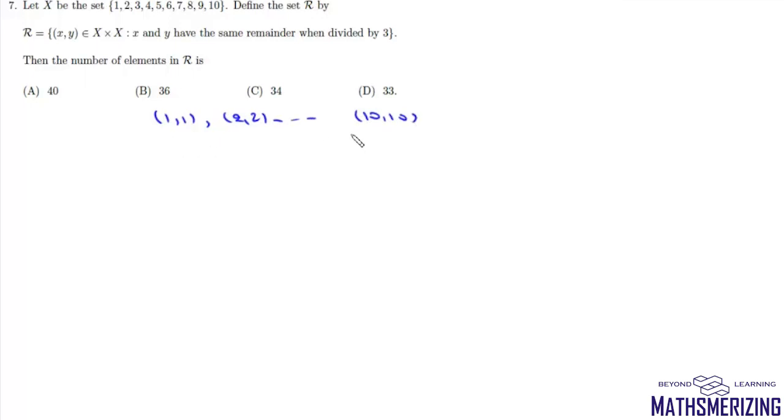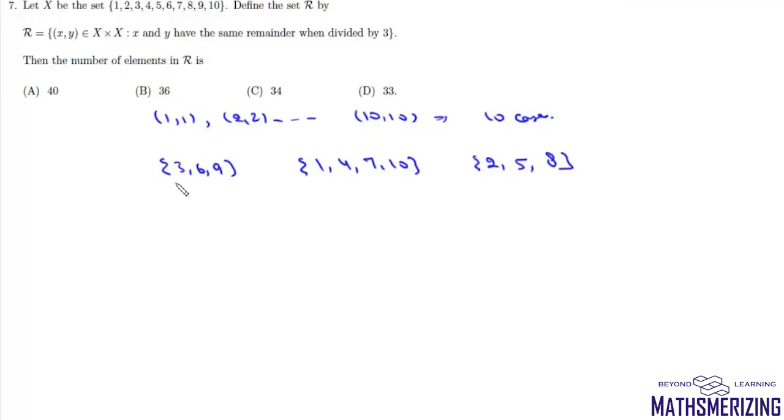So if all the numbers are the same, then they leave the same remainder. So we have 10 cases here. Now when the two numbers are not the same, we can partition this set into three parts. One, the numbers which leave the remainder 0, so they'll contain 3, 6, 9. Numbers that leave the remainder 1, so there'll be 1, 4, 7 and 10. And then numbers that leave the remainder 2. So it'll be 2, 5 and 8.